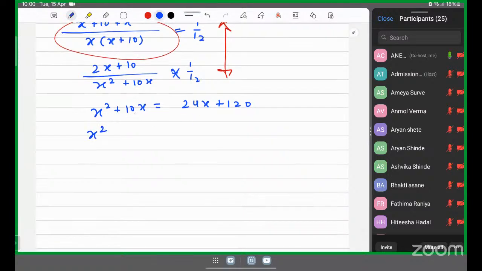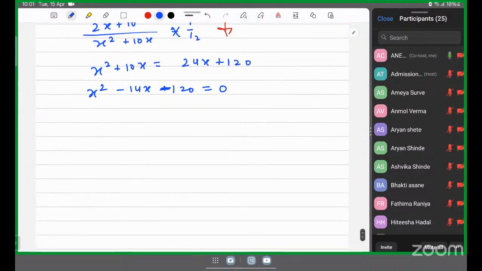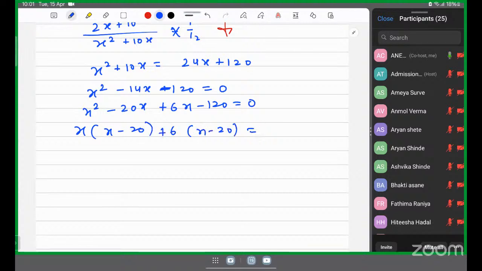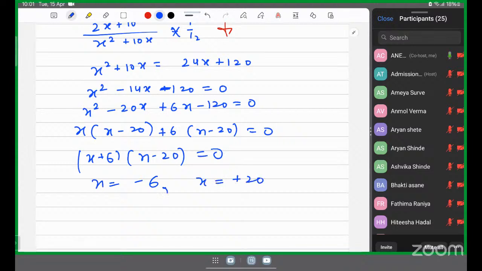So this will be X square plus 10X minus 24X, means minus 14X minus 120 equals 0. Sorry, minus 120. So what will be the factors of 120, so that we get minus 14? 20 and 6. So this will be X square minus 20X plus 6X minus 120 equals 0. X into X minus 20 plus 6 into X minus 20 equals 0. So X plus 6, X minus 20 equals 0. X is either minus 6 or X is plus 20.